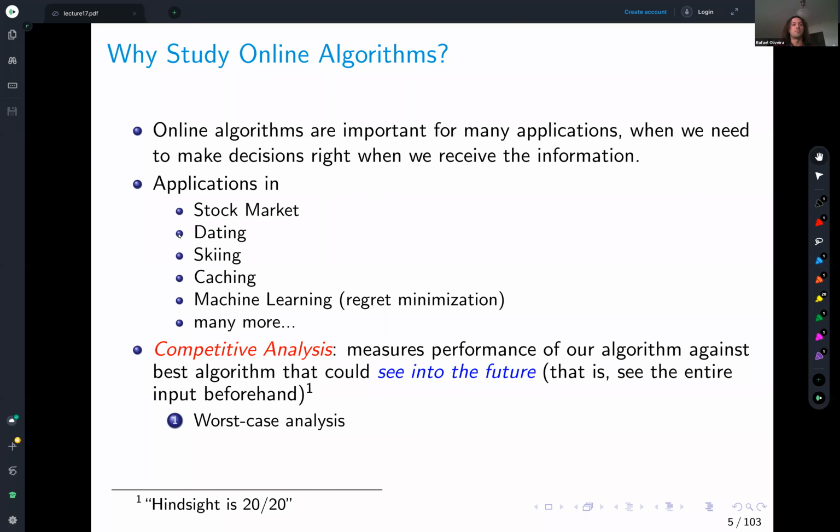And here, the idea of competitive analysis is kind of saying, we have an algorithm that can't see into the future, but we know that hindsight is 20/20, right? So if we could see into the future, let's say we use the optimal algorithm, we want to be as close to having this hindsight as possible, because that would mean we made the best decision that we could possibly have made, or all the decisions that we could have made. Does that make sense?